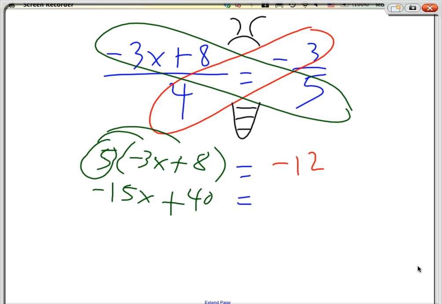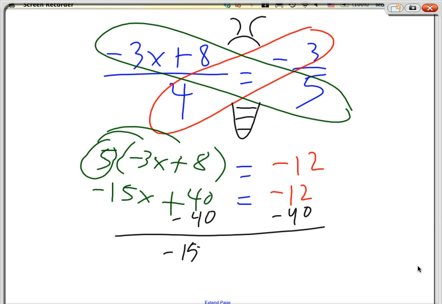And on the right-hand side, what do we have here? Still -12, right? Look, it turns back into a multi-step equation. How do I solve for x now? What's the first thing to get rid of? Subtract the 40. So here we go. Subtract the 40. I will have -15x equals... What is -12 minus 40?